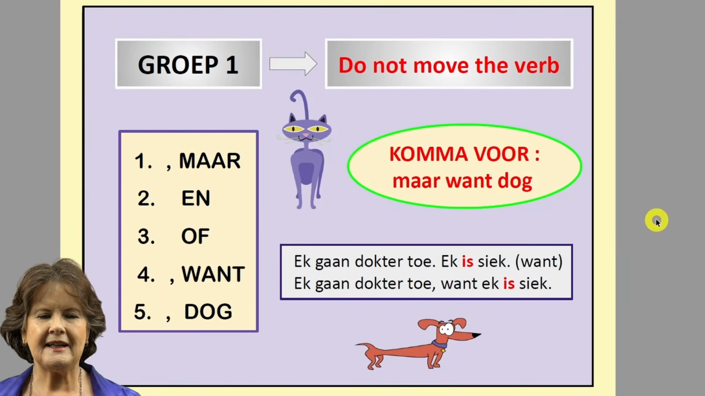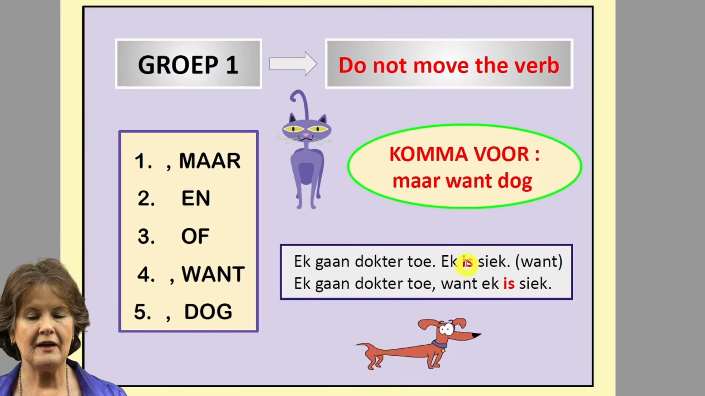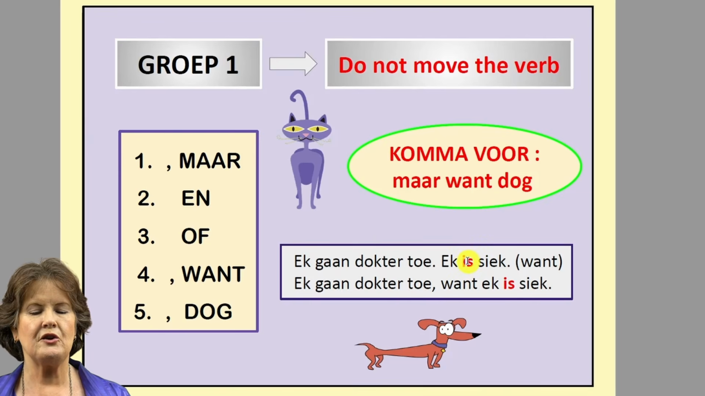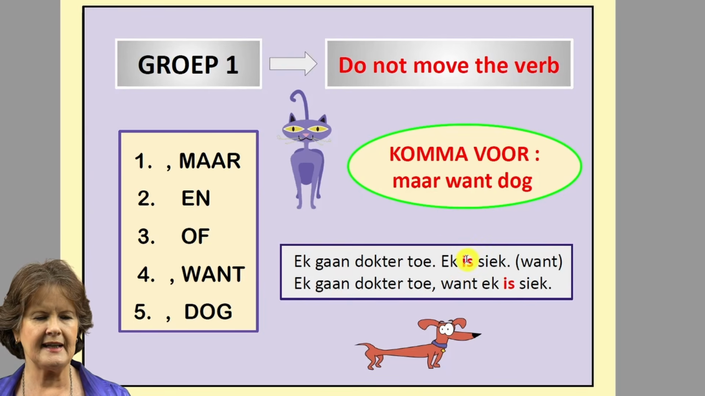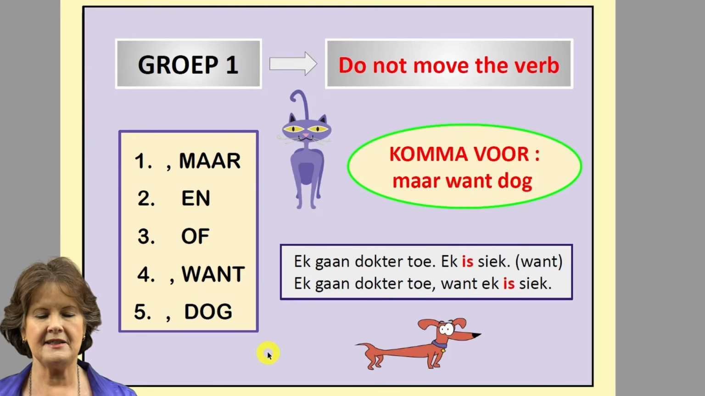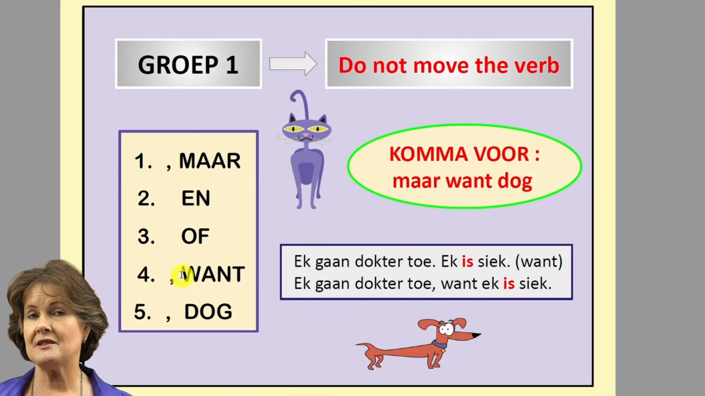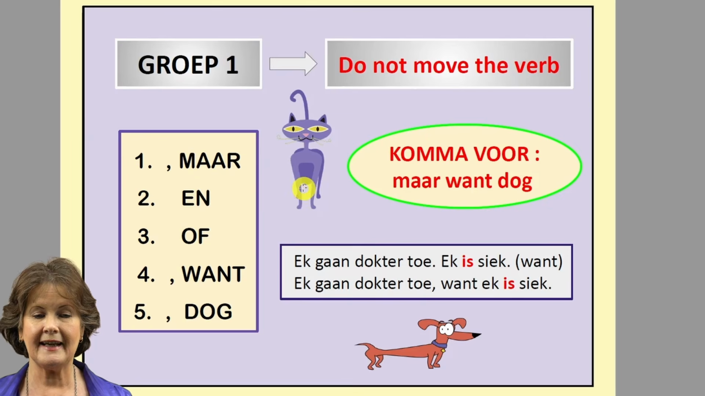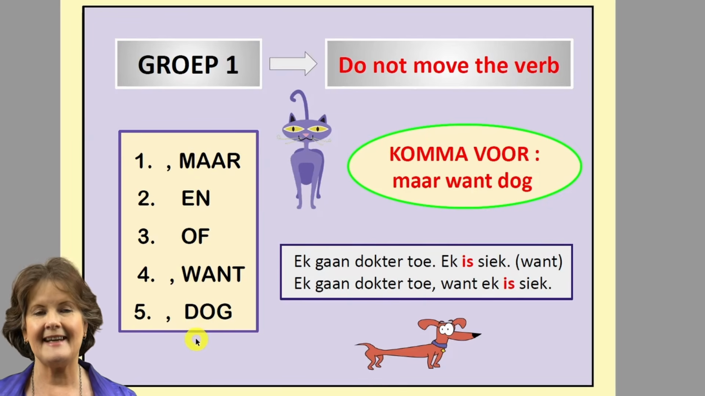Okay, now we are looking at group 1. I told you already, in group 1 the verb will not move. The verb will stay there. So you work with the verb of the second sentence, and that verb will stay there when you get one of these 5 voegwoorde. It's easy to remember them. It's basically a cat, 4 cats and a dog. You get the maar, the M-E-O-W, spells the word meow, the sound of a cat, and the dog. That is not a dog, by the way, it means yet.